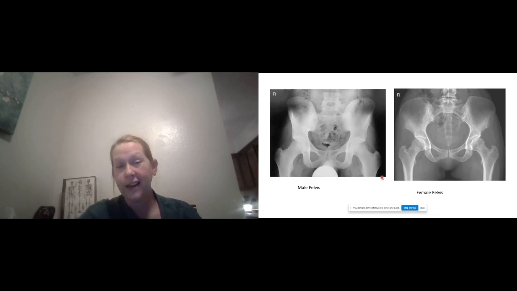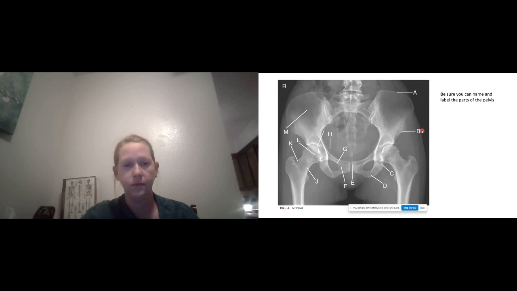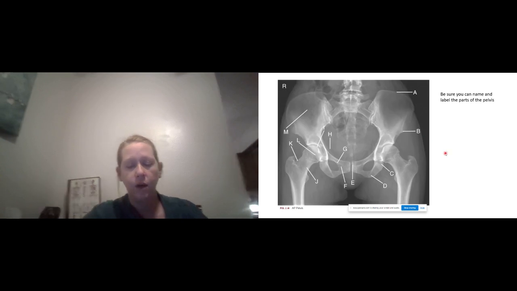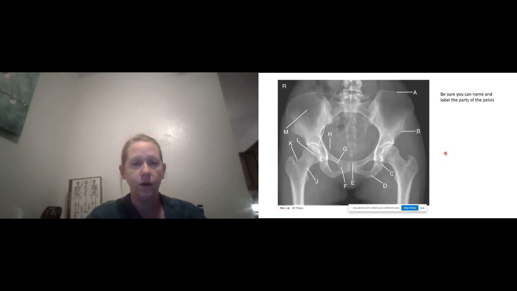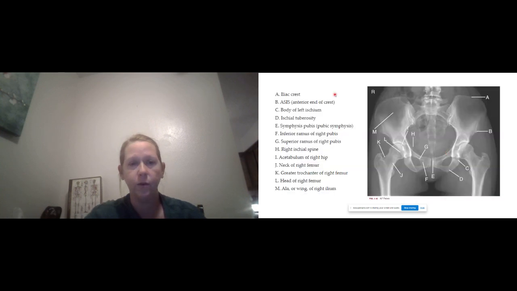So here's a look at x-rays for a male pelvis versus a female pelvis. You can see here it looks more flattened, and over here it's more round. So be sure that you can name and label the parts of the pelvis. There's a blank one there. Here's the one with all the names.